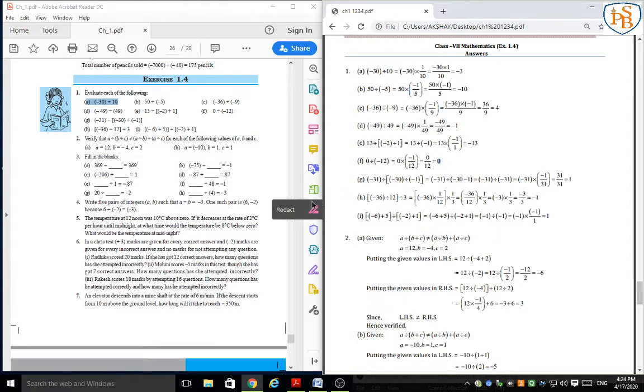Question G, negative 31 divided by, in bracket, negative 30 divided by negative 1, bracket close. As per our BODMAS rule, we have to solve the bracket first. So negative 30 divided by negative 1. 30 ones are 30. So the answer will be 30.